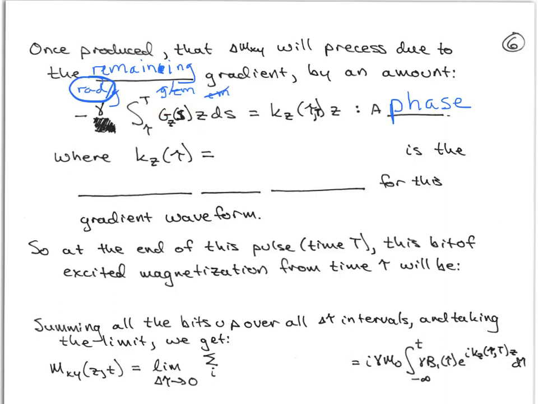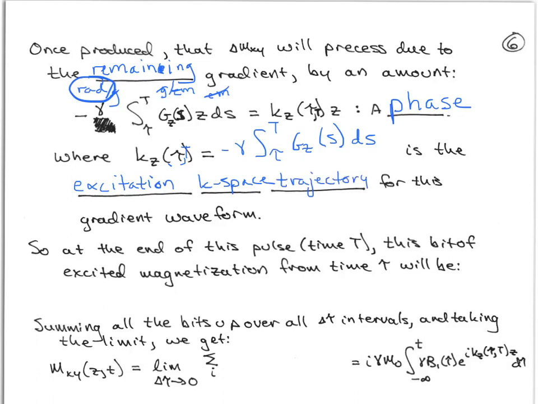So here we have to define kz of tau then. And really I should have written again here that this is also a function of capital T. So it's a function of the current time point and the point at which we're going to observe the final magnetization. And it's equal to minus gamma integral from tau to capital T of gz of s ds. Okay, so this is a very special guy right here. It is the excitation k-space trajectory for this gradient waveform. Okay, so that is the definition of excitation k-space trajectory.